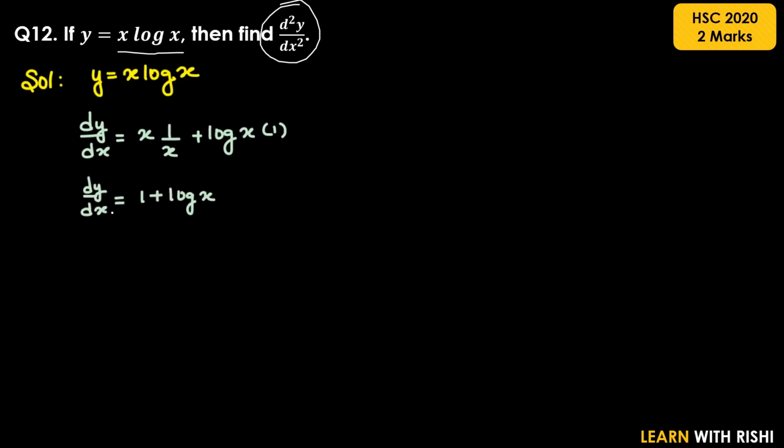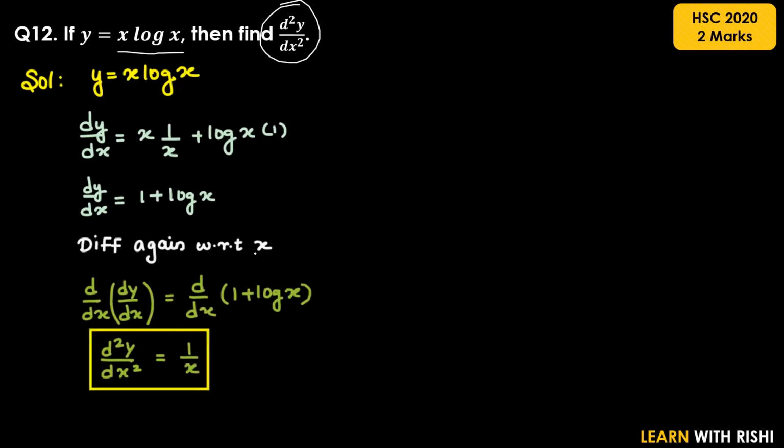Now this is dy by dx. Now we want to find d2y by dx2, second order derivative. Again we have to differentiate this. So again differentiating with respect to x, derivative of dy by dx, that is d2y by dx2, is equal to derivative of 1 plus log x. Derivative of 1 is 0, plus derivative of log x is 1 upon x. So this is your answer.